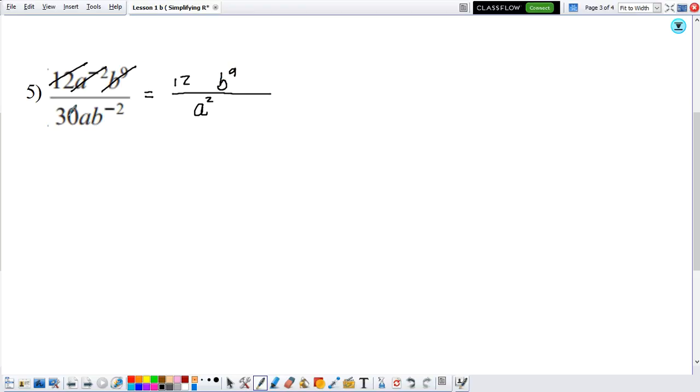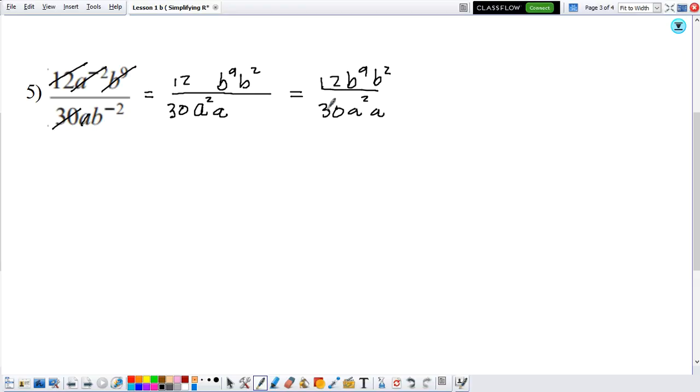All right. 30, it's positive, so I'm going to leave it where it is. A is positive, so I'm going to write it on the bottom. B is negative, so I'm going to bring it to the top as positive. All right, so let me just rewrite that without any spaces. So this is what we have. Now, what do you notice about the exponents?